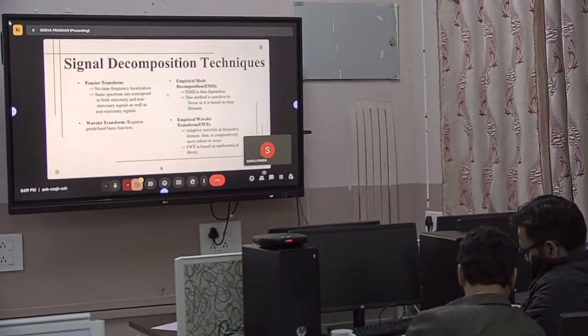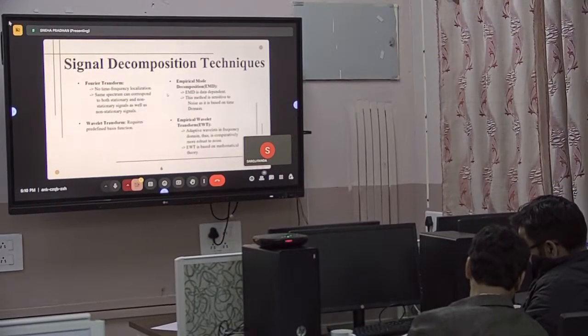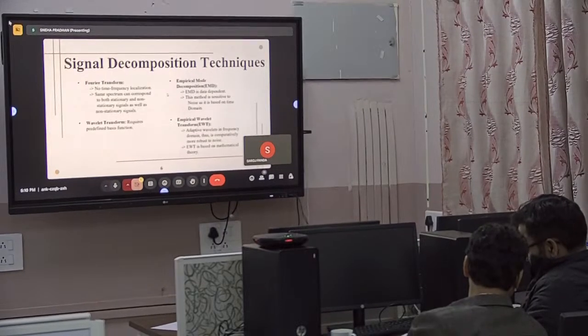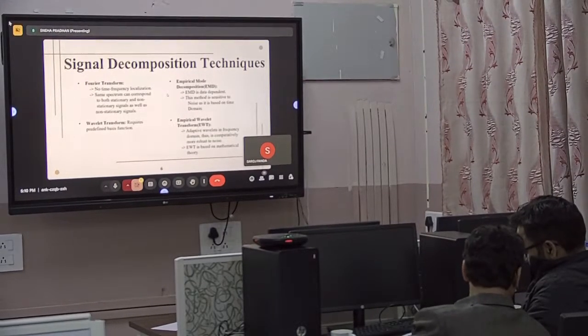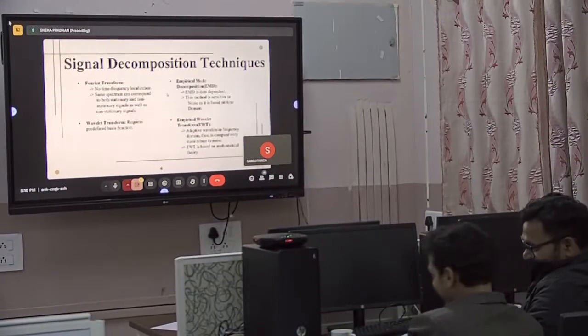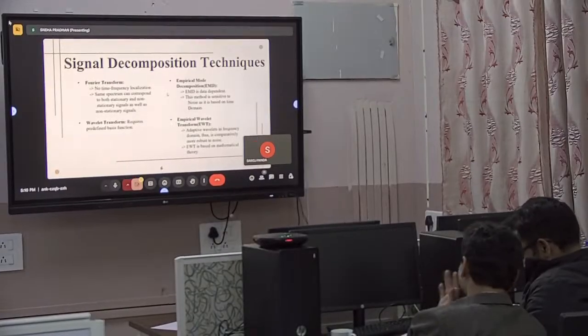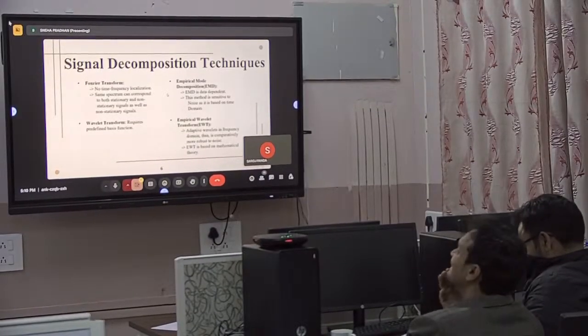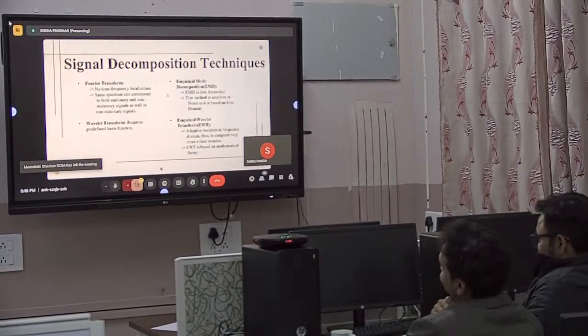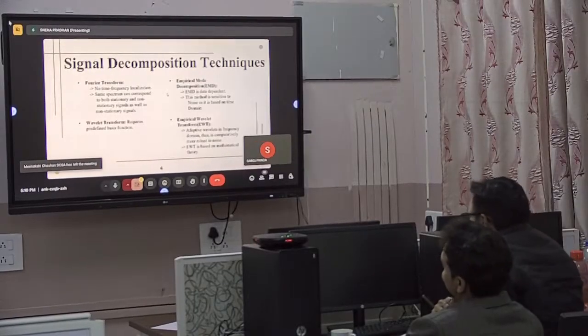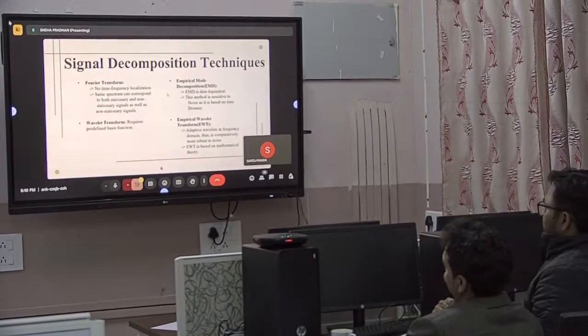First one is the empirical mode decomposition. This is a data-dependent method, but the only drawback it has is that it is not backed up by mathematical theory, and this method is not very robust to noise as it is based on the time domain. Then we have empirical wavelet transform. This is an adaptive wavelet decomposition technique, and it is much more noise resistant in the frequency domain. So we have used EWT, and EWT is also based on mathematical theory.